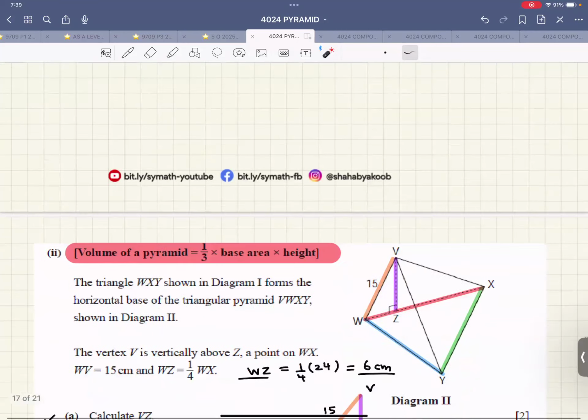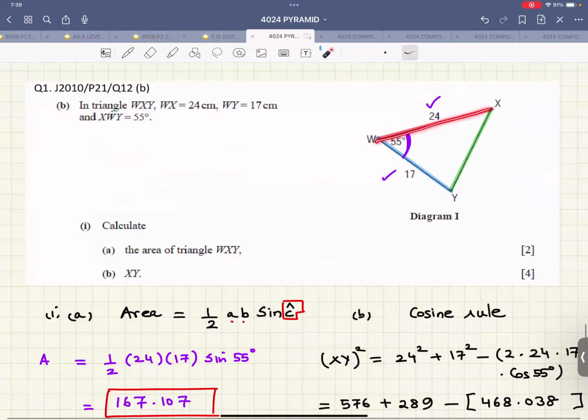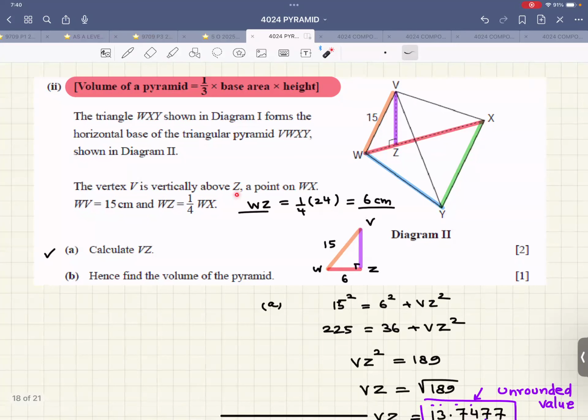Now, how is it related to mensuration? That's how it is. The volume of a pyramid is given. The triangle WXY shown in the diagram forms the horizontal base of the triangular pyramid. So WXY, this thing, the red, the blue, the green, that is the base. And there is a point at the top, that is V. This is a pyramid with a triangular base. The vertex V is vertically above Z, a point on WX. So Z is over here and it's vertically above this.